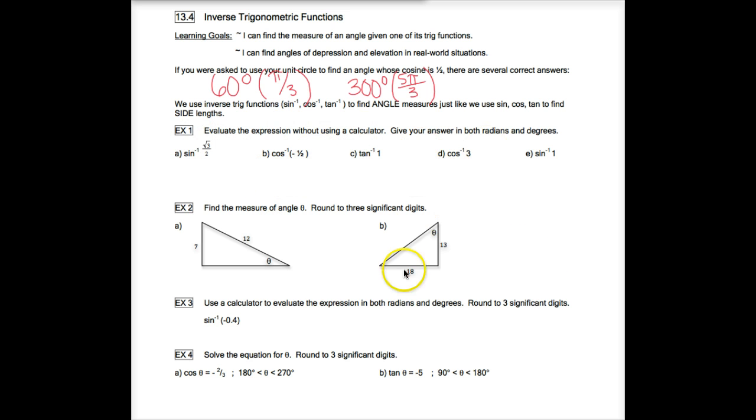So there's going to be two parts in this lesson, just like there's going to be two parts when you take your quiz. There's going to be a non-calculator part and there's going to be a calculator part. Example 1 is evaluating without using a calculator. On the section that has these problems, you will be allowed to use a unit circle. So feel free to refer to the unit circle that I gave you here. It says give your answer in both radians and degrees. It also means that you need to list all of the possibilities. So not just one, all possibilities.